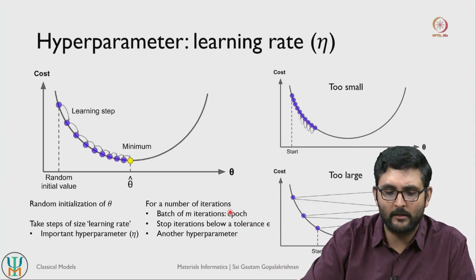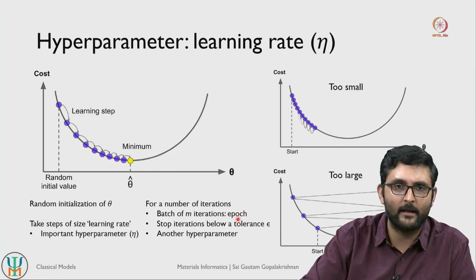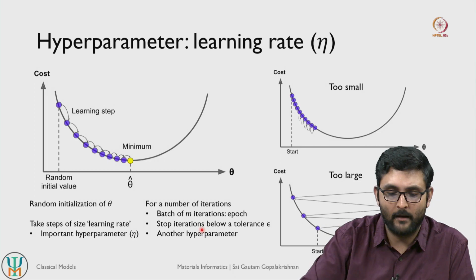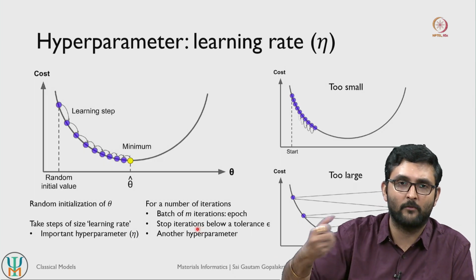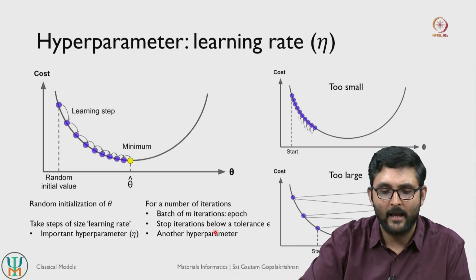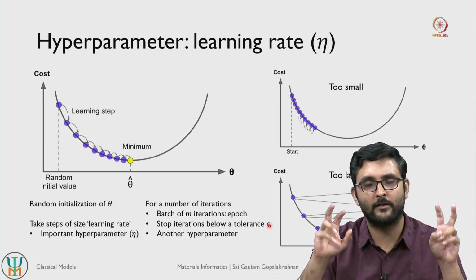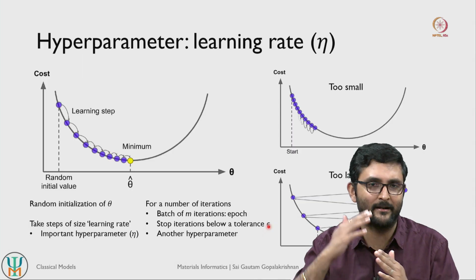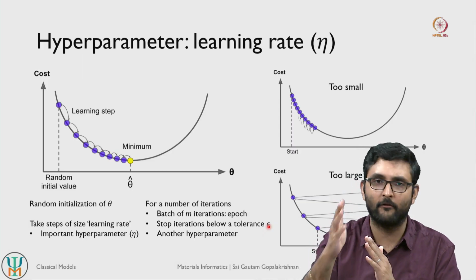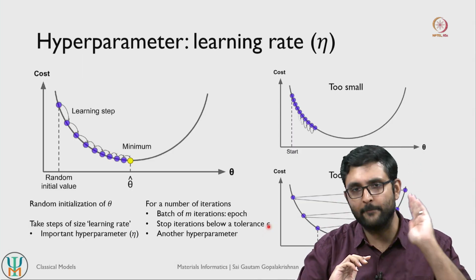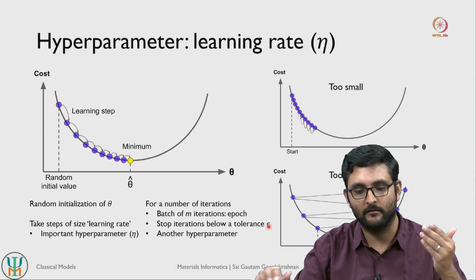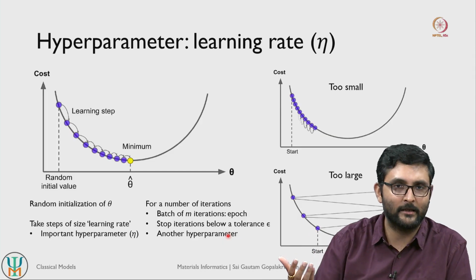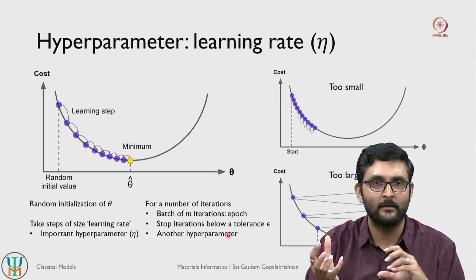In typical machine learning models, we either define a set number of epochs to train our model on, or we stop training as soon as the cost function or error function reaches a tolerance value of epsilon. So we either define the model to train for a certain number of epochs, or we say keep training until you reach this tolerance value, right. So this is another important hyperparameter that we must keep in mind, that is associated with learning rate.